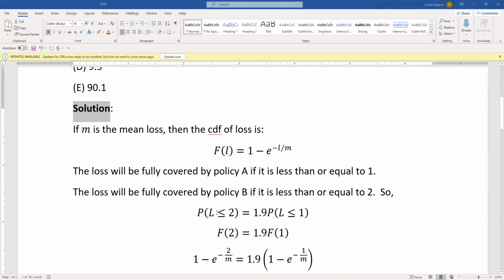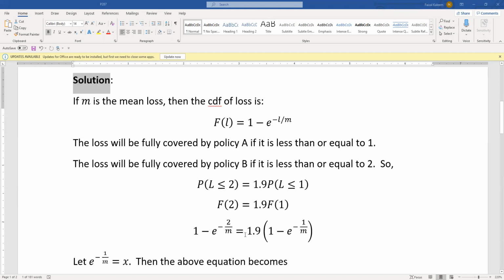And we are given that the probability of being fully covered under policy B equals 1.9 times the probability that it's fully covered under policy A. So that means probability L is less than or equal to 2 equals 1.9 times the probability that L is less than or equal to 1. So probability L less than or equal to 2 is the same as big F of 2, and L less than or equal to 1 is the same as big F of 1. So F of 2 is 1 minus e to the negative 2 over M, and F of 1 is 1 minus e power negative 1 over M.